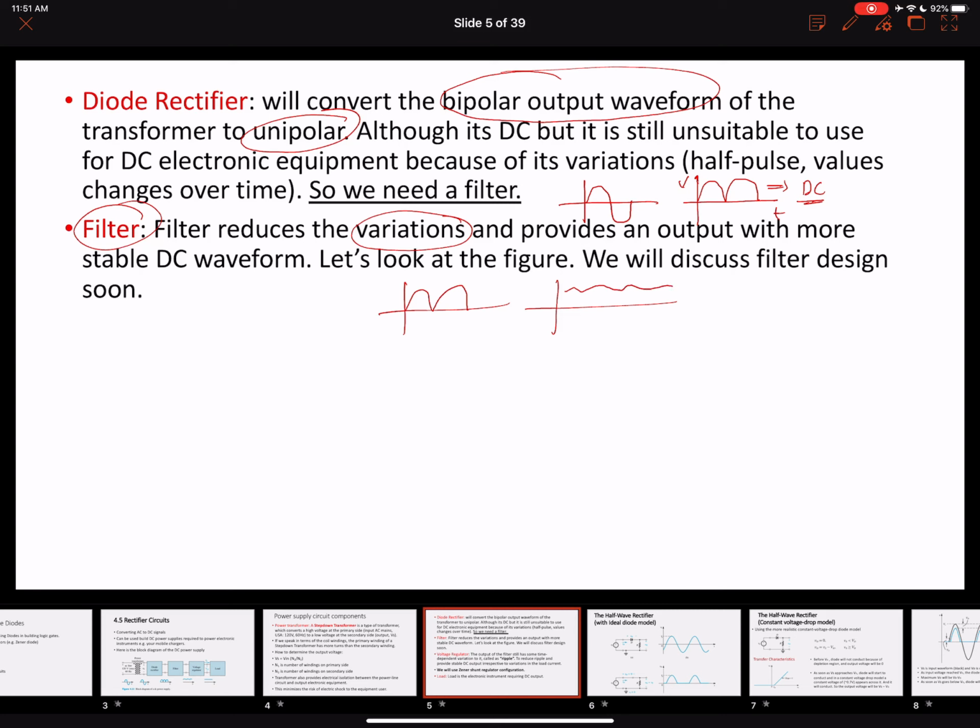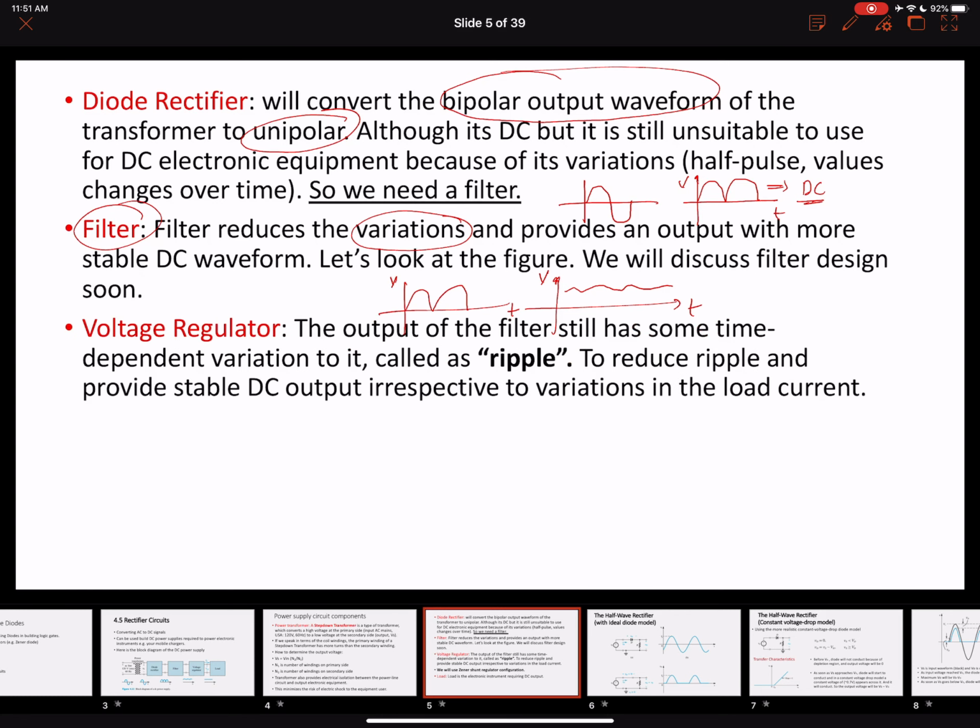There is going to be still some minor variations left in the voltage signal that are time dependent. So after the filter, the next thing is a voltage regulator. It could be a regular Zener voltage regulator, where we convert this into our exact constant with very minimal variations in the output voltage.